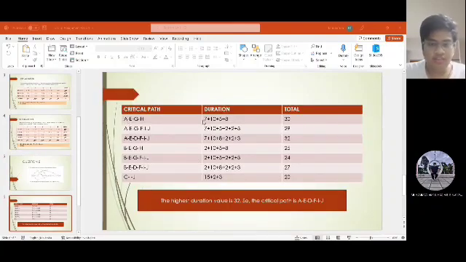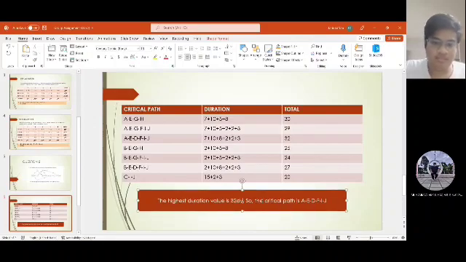First is AEGH, which is 7, 10, 5, 8. The total of this is 30. Next is AEGFIJ, 7 plus 10 plus 5 plus 2 plus 2 plus 3 equals 29. And also AEDFIJ, 7 plus 10 plus 8 plus 2 plus 2 plus 3 equals 32. BEGH, 2 plus 10 plus 5 plus 8 equals 25. Next is BEGFIJ, 2 plus 10 plus 5 plus 2 plus 2 plus 3 equals 24. Next is BEDFIJ, 2 plus 10 plus 8 plus 2 plus 2 plus 3 equals 27.